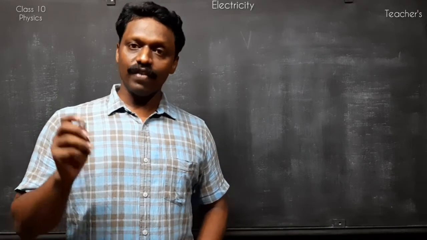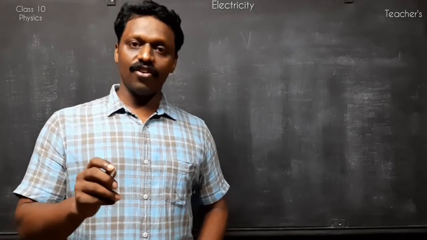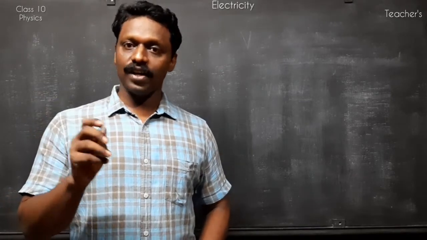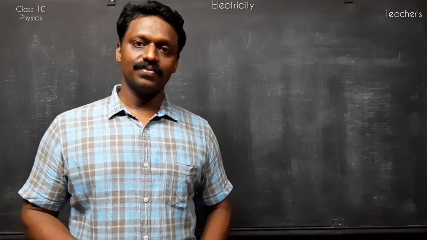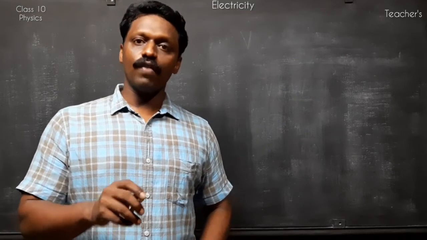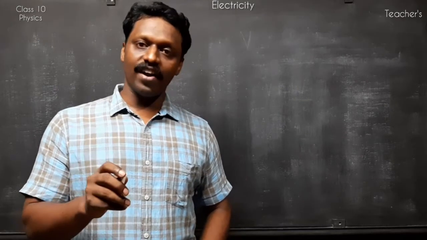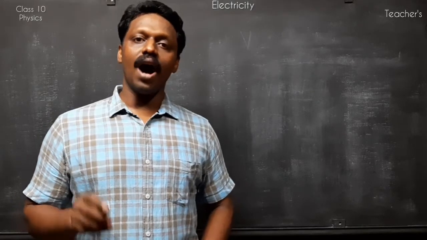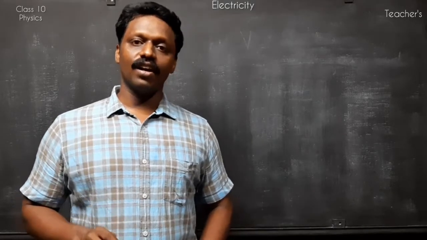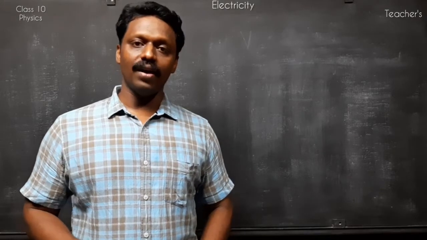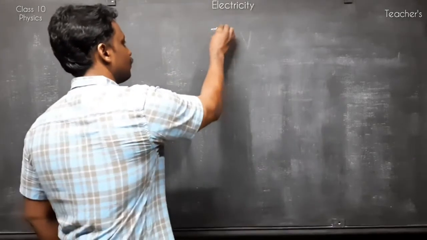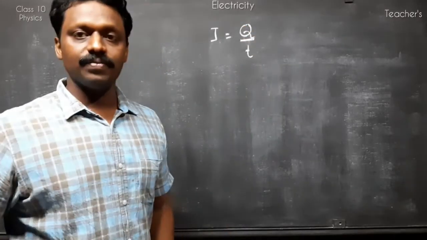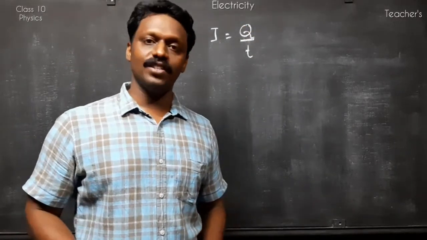The magnitude of electric current in a conductor is the amount of electric charge passing through a given point of the conductor in 1 second. If a charge of q coulombs flows through a conductor in time t seconds, then the magnitude I of the electric current flowing through it is given by I = q/t. I is equal to q divided by t.